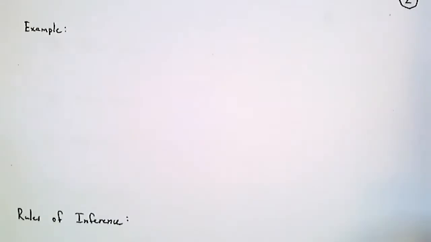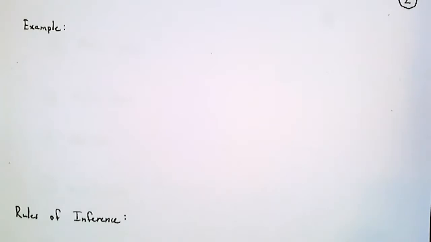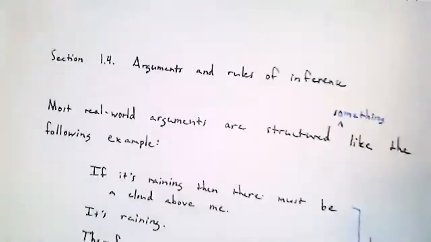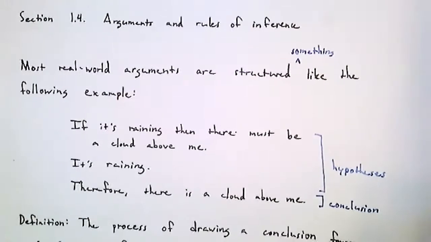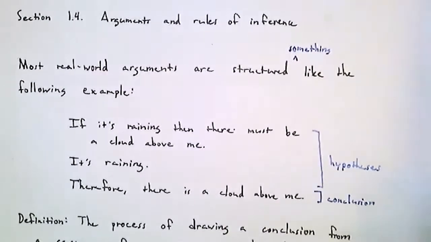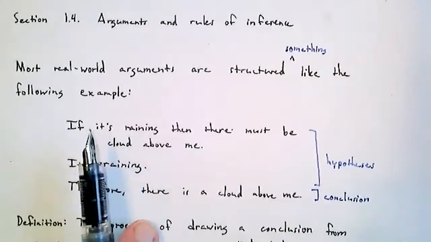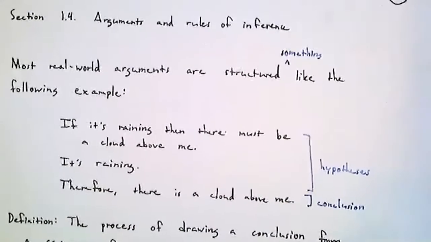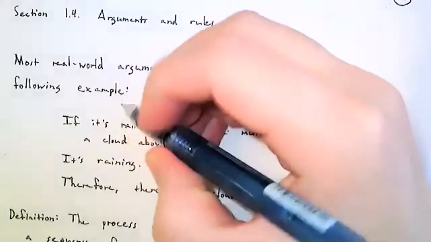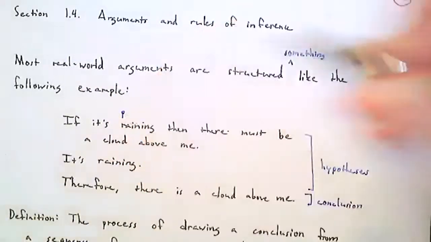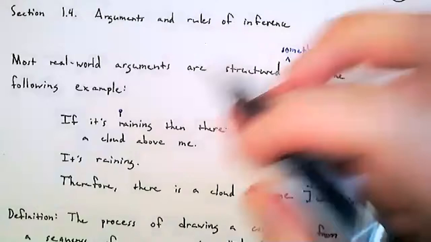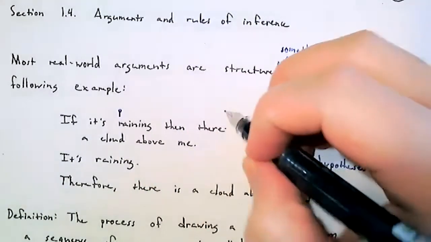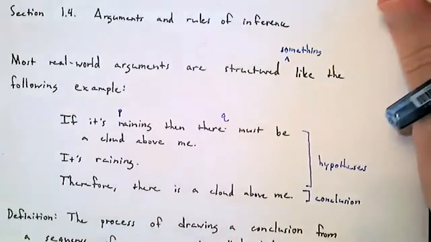So let's move on to this example. Or actually, we're really just continuing our first example. And what I want to do is consider the structure of this argument. So the first proposition says, if it's raining, then there must be a cloud above me. And what I can do is I can label these. So it's raining can be one simple proposition, and then there must be a cloud above me could be another one. Maybe I'll label that one Q.